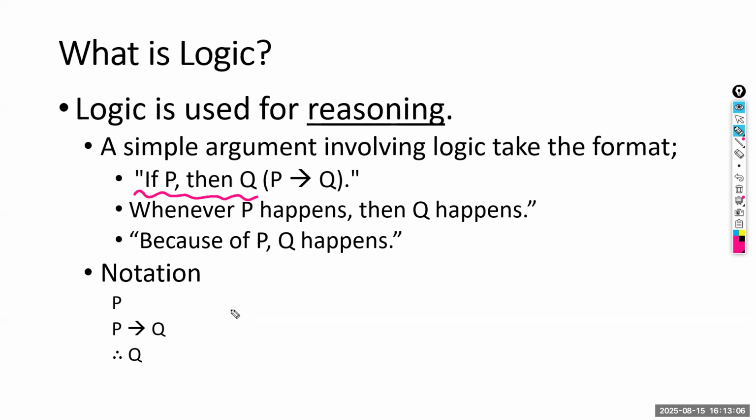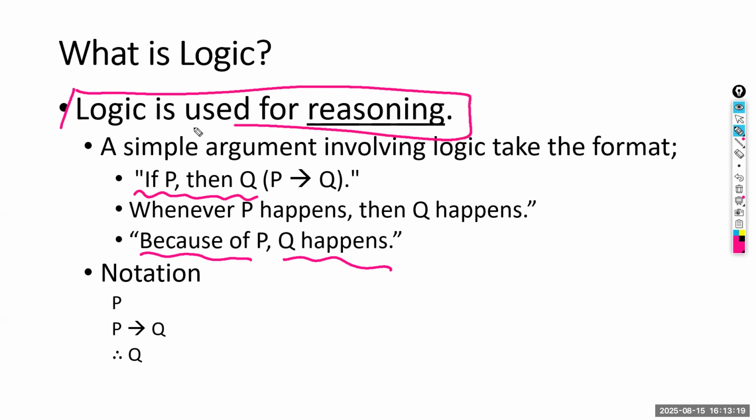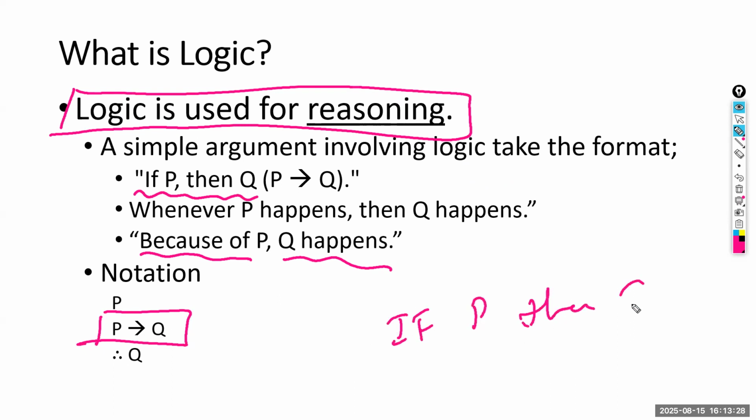If you drive fast, you may get into accidents. Logic. So because of P, Q happens. That kind of statement is a logical statement. So this is how you write it: if P, then Q. Or you can say P implies Q.